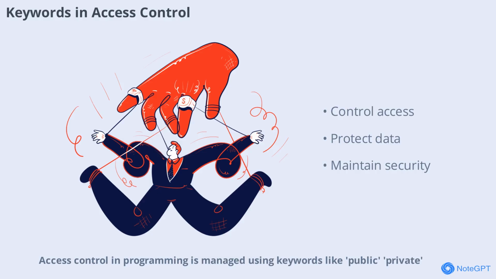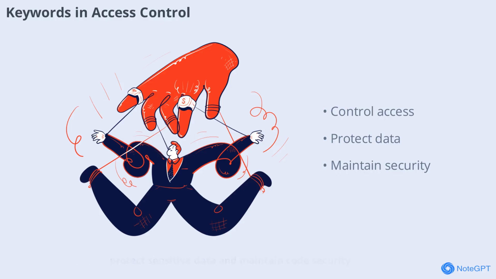Access control in programming is managed using keywords like public, private, and protected. These keywords determine who can access certain parts of the code. Proper use of access control keywords helps protect sensitive data and maintain code security.